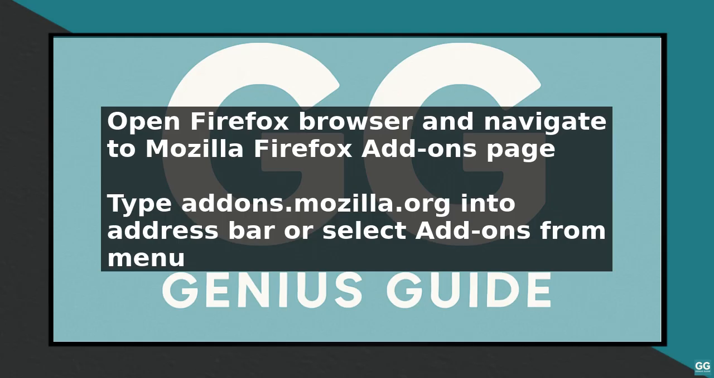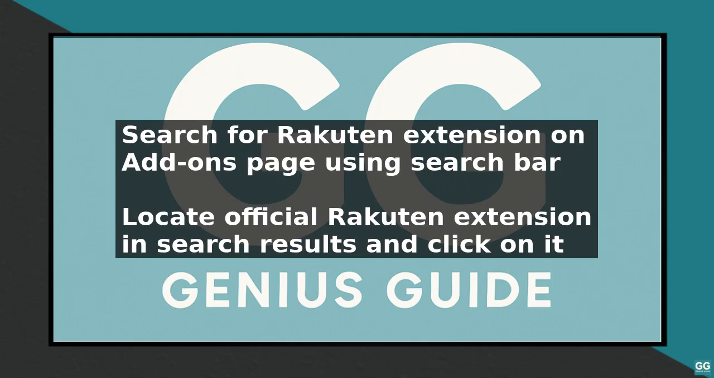Once you are on the Add-ons page, click on the search bar at the top of the page and type Rakuten into the search field. Press Enter to initiate the search, and Firefox will display a list of available extensions related to Rakuten. Locate the official Rakuten extension in the search results and click on it to open its details page.